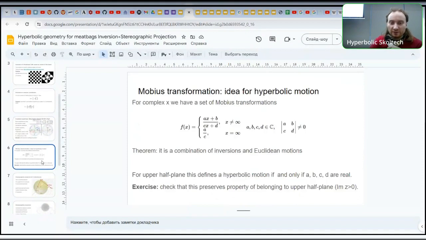Okay, so there is also a Möbius transformation. This is an idea for hyperbolic motion. For a complex number x, we have a set of Möbius transformations. f of x is just a fraction of two linear functions. Here the coefficients should be complex numbers. They are parameters of f, and x is the argument. And there is a theorem that this complex transformation is just a combination of inversions and Euclidean motions.